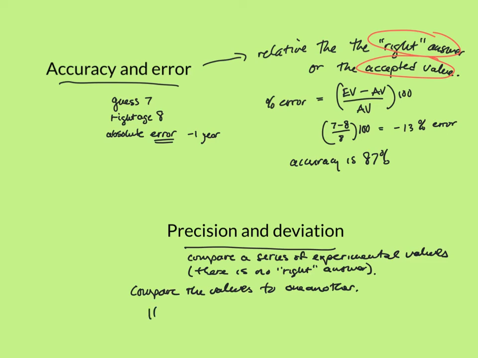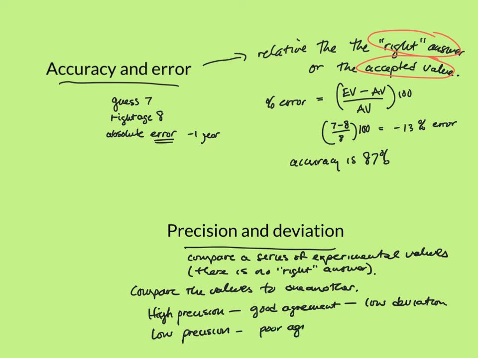I am going to say if there is high precision, there's good agreement between that series of experimental values. That also means there is low deviation. On the other hand, low precision means there is poor agreement and there is high deviation. Just a couple of vocab words that need to be processed.